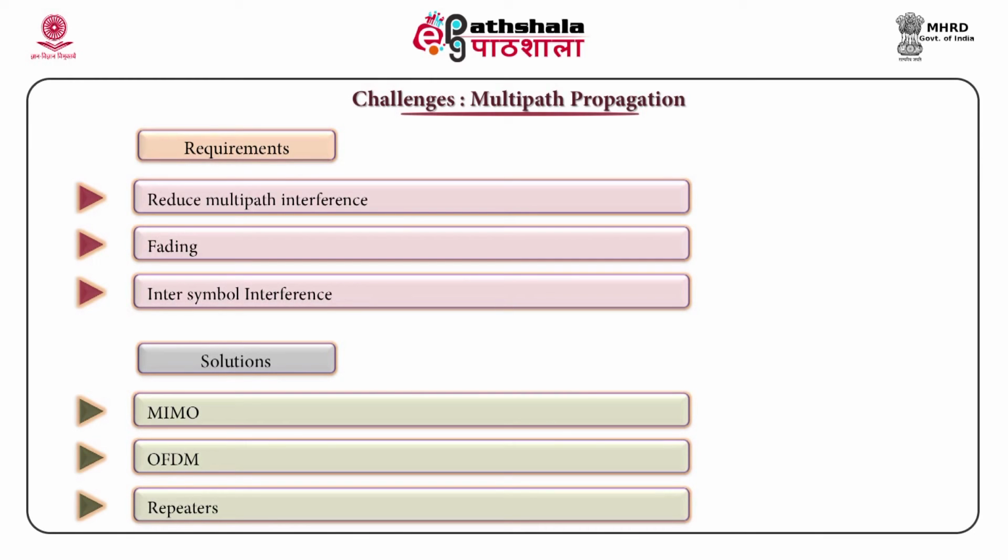MIMO and OFDM are the solution to this effect. OFDM signals can be made orthogonal to each other so that they do not interfere. It is used by 802.11n, Wi-Fi, LTE Advanced, WiMAX and many more technologies. Multiple input, multiple output is a technology which uses multiple antennas to set up multiple data streams on the same channel to increase its capacity. It actually takes advantage of multipath propagation in providing additional capacity to the channel.